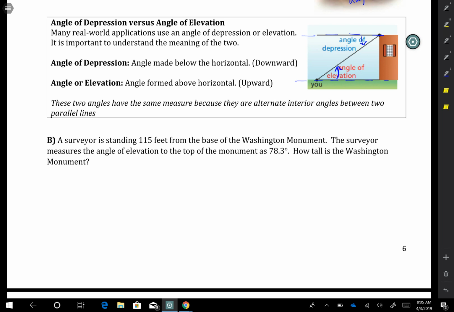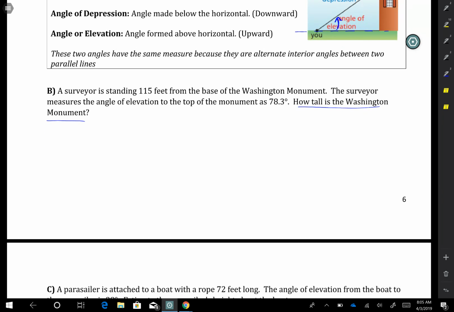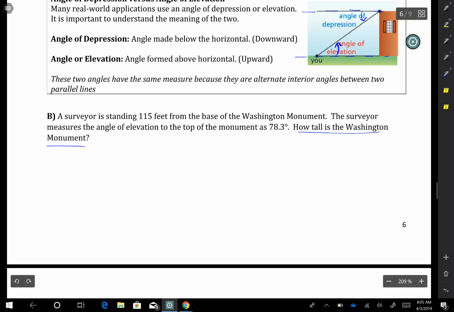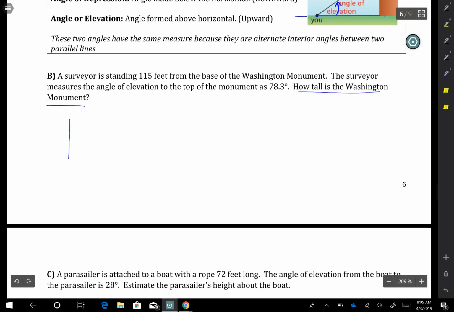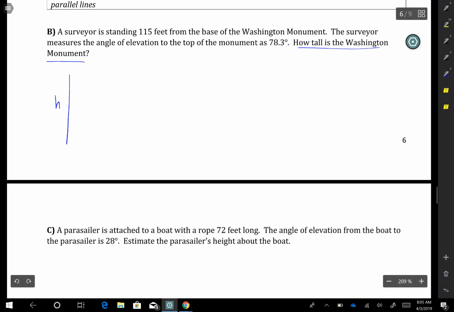Okay, so what we're trying to find out is how tall the Washington Monument is. So height is going to be a vertical line. So I'm going to draw one side of the triangle, and this is going to be the height of the Washington Monument that I don't know, so I'm just going to put h. It does tell me that the surveyor is standing 115 feet from the base of the monument. So here's the base. I'm going to say this is 115 feet. And then it tells me that the angle of elevation to the top of the monument is 78.3 degrees from where he's standing. So I'm going to draw the hypotenuse of the triangle and make this 78.3 degrees.